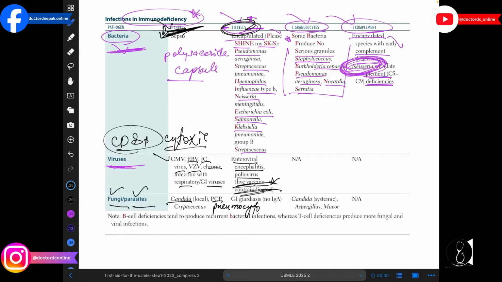Pneumocystis pneumonia is caused by the fungus Pneumocystis jirovecii. The other one is Cryptococcus. They mostly happen due to decreased T cells.